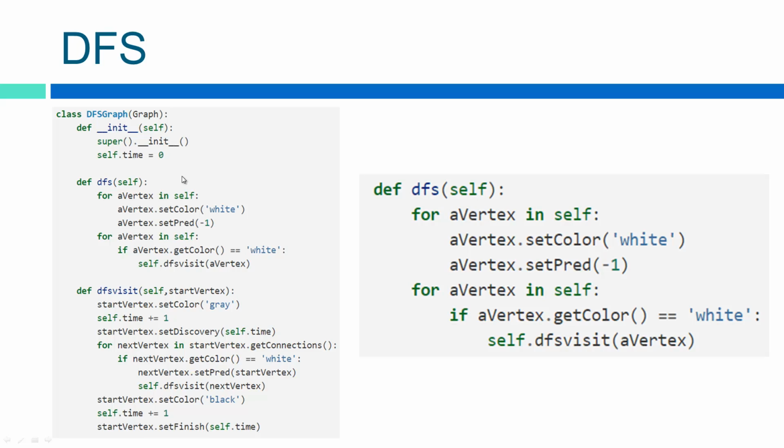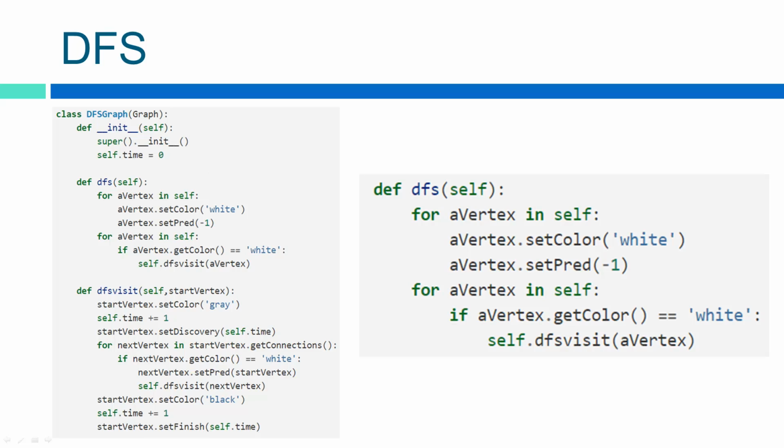This implementation is basically an extension of a graph. Notice that it's inheriting a graph here. So this implementation extends the graph class basically by adding a time instance variable and then the two methods DFS and DFS visit, which we see here. Looking at this line right here, for a vertex in self, underneath the DFS function, you'll notice that the DFS method iterates over all the vertices in the graph, calling DFS visit. So DFS visit is essentially a helper function for DFS.